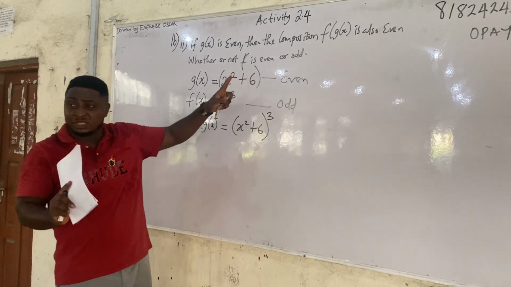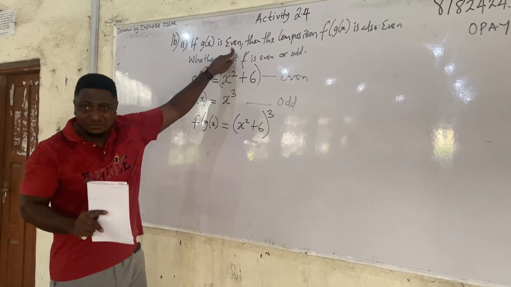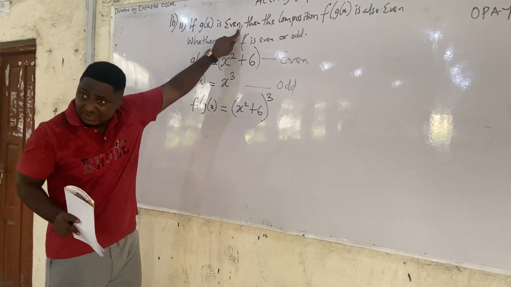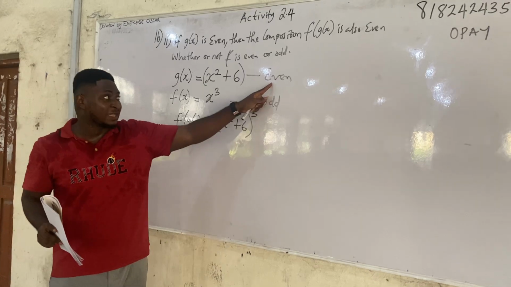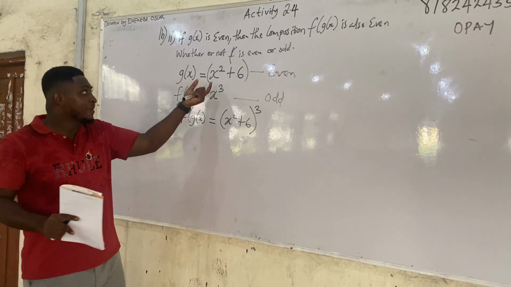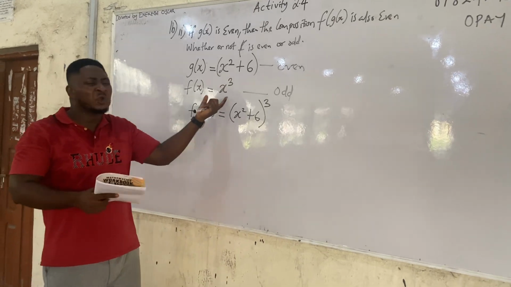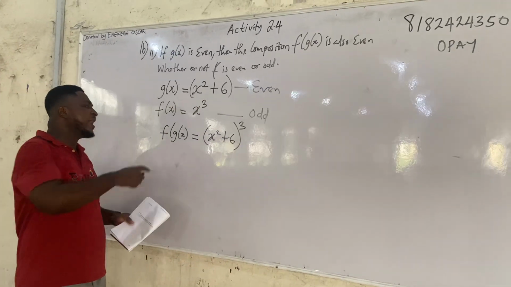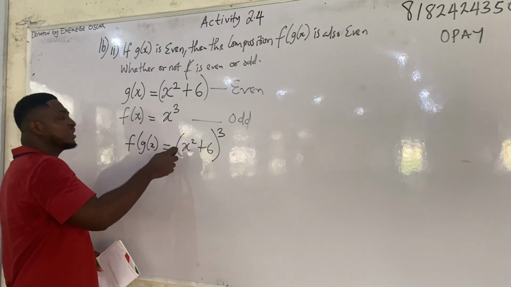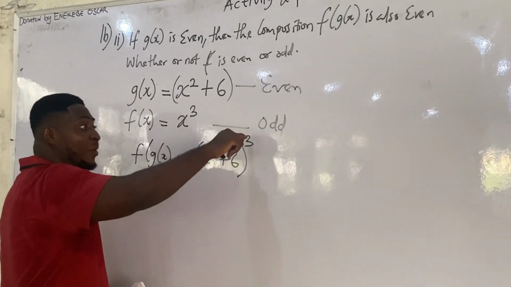According to the condition, if g of x is even, you see that's why my g of x is even. This is an even function. So you might not use my function, you might pick another even function you prefer, no problem. But your f of x can be even or odd, it doesn't matter. Now find f of g of x. We have just gotten it as x squared plus 6 raised to power 3.